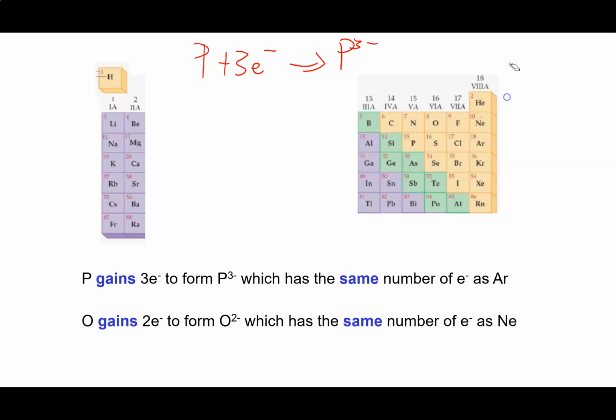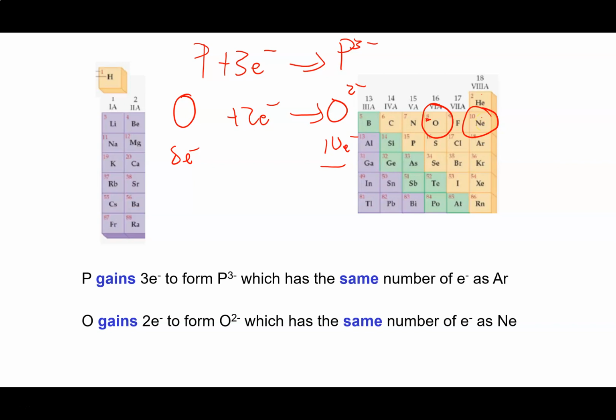Okay. Here's the other example, oxygen. Oxygen has 8 electrons. Its nearest noble gas is... nope, it's neon with 10. So what's going to happen? Oxygen has its 8 electrons. It's going to gain 2 electrons, form O2-, which has 10 electrons. Same as neon. Okay, so that's it.